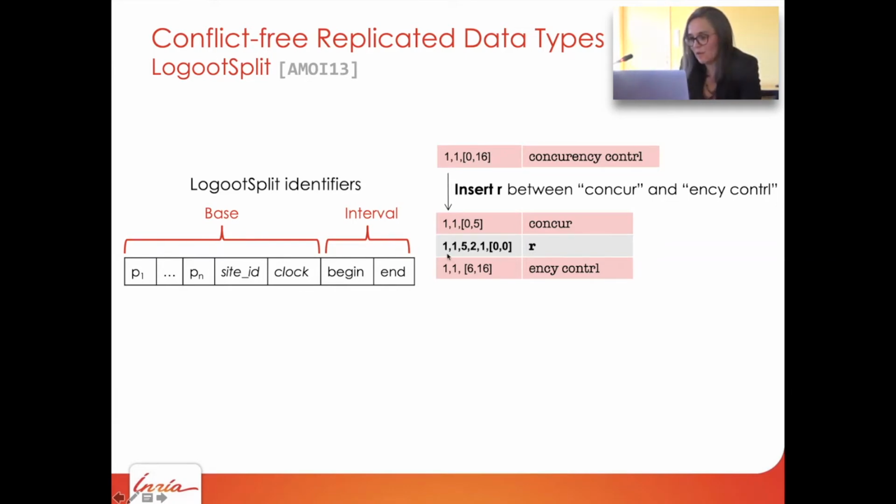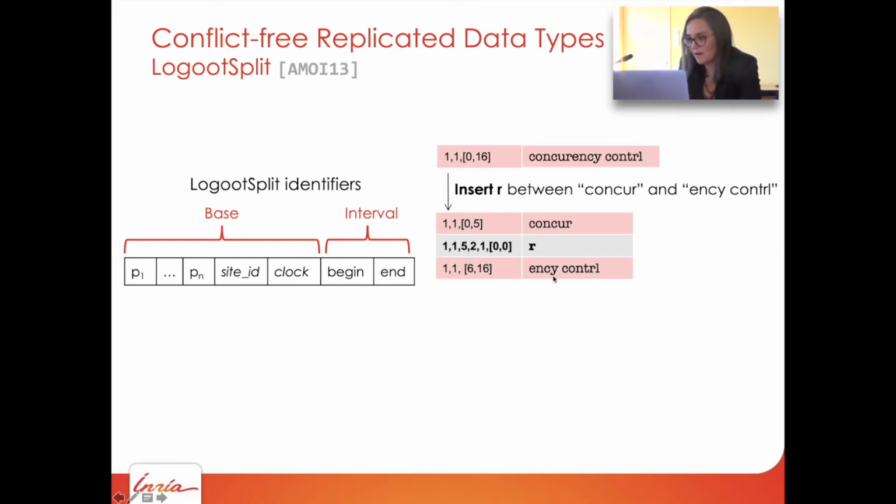Now we have to generate an identifier that is in between the two blocks. The mechanism that we apply is that we consider the base, and then we consider the end of the interval of this block, which is 5. Then we add the site identifier, its clock, and then here we have the interval related to the string that we insert.